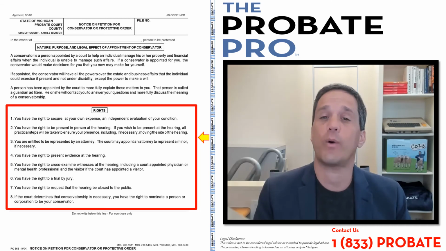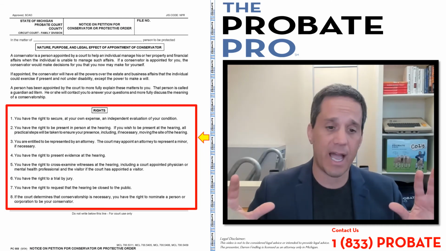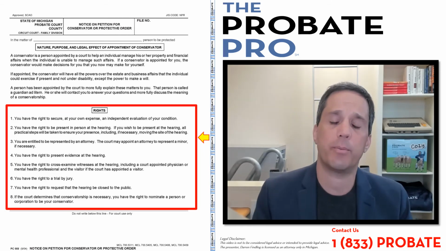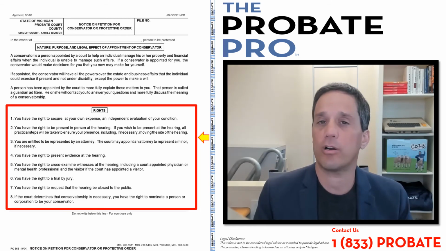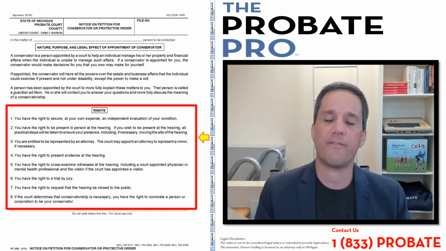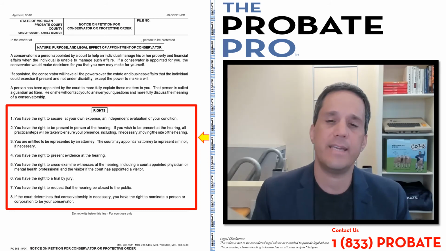You have the right to request that the hearing be closed to the public. You may say, I don't want anybody else to be able to view or be a part of these proceedings because of the confidentiality, the personal nature involved here. I don't want this information disclosed or out to the public. So you can ask for a closed hearing.